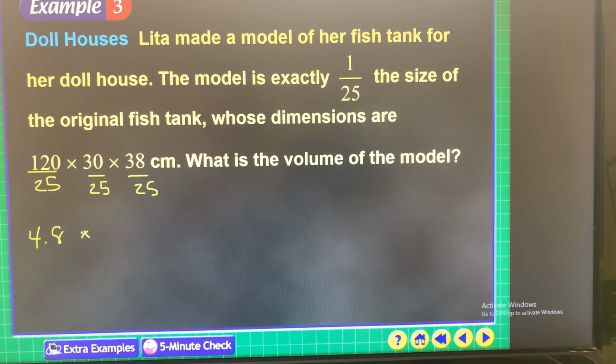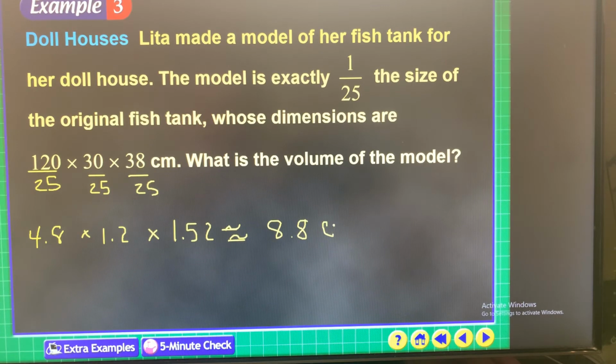times 30 divided by 25 is 1 2/10 times 38 divided by 25 is 1 52/100. And remember, volume is just multiplying those three numbers. So 4 8/10 times 1 2/10 times 1 52/100. And you will get approximately 8 8/10 centimeters cubed, because we're talking about volume.